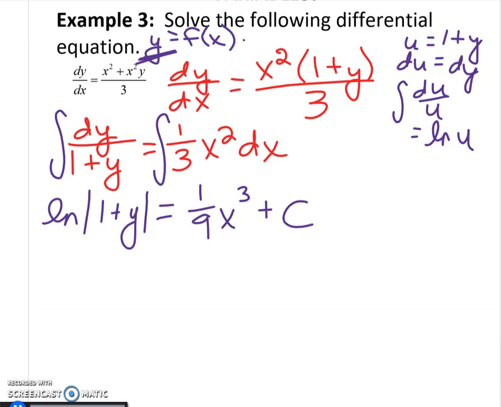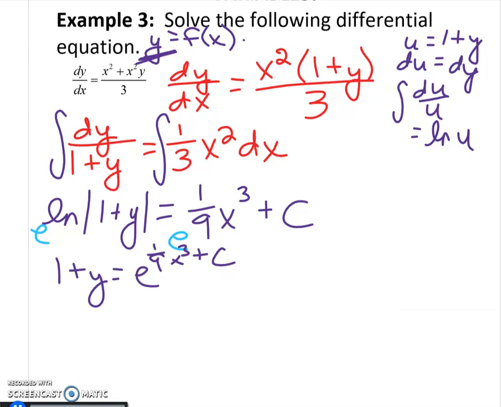So I see my y there, I need to get it by itself. The first thing that I would move away from it would be the ln. I would move the ln by inserting an e to both sides of my equation. That would make the left-hand side just 1 plus y, and you can actually make the absolute value disappear at that point. The right-hand side is e to the 1/9 x cubed plus c. Now notice, that plus c is part of the exponent. It's not out there by itself anymore.